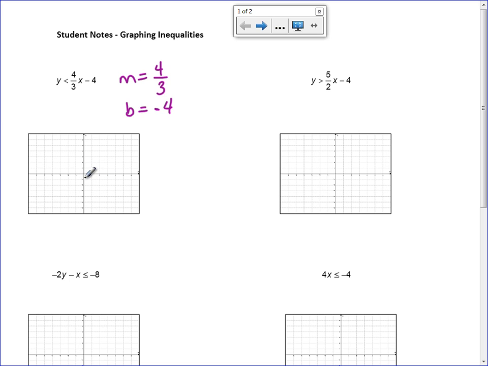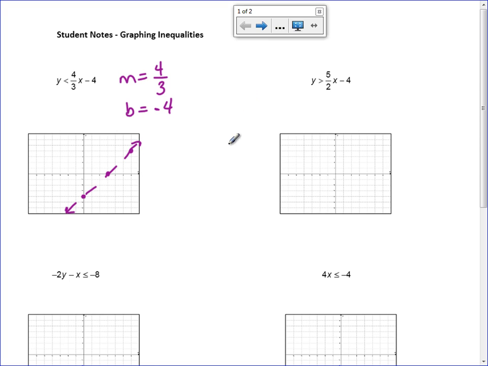We're going to start at -4, 1, 2, 3, 4, because that's our y-intercept. And then our slope is 4/3, which means I got to go up 4 and over 3. So I'm going to go up 4 and to the right 3. And I can do that again. I can go up 1, 2, 3, 4, and to the right 3 and get another one. And then I can connect those using a dotted line. If I were to plot a point that was exactly on that line, it would not count in my solution set because the line is dotted. So it means it doesn't count.